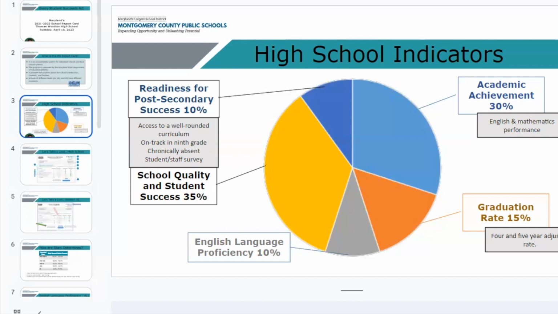And then, I really like to bring these two measures together. They're shown as two parts of the pie, but oftentimes the sub-indicators, or the actual criteria underneath readiness for post-secondary success and school quality and student success, are in the same category. So they're listed amongst these two. If you put them all together, that's 45% of our measure.